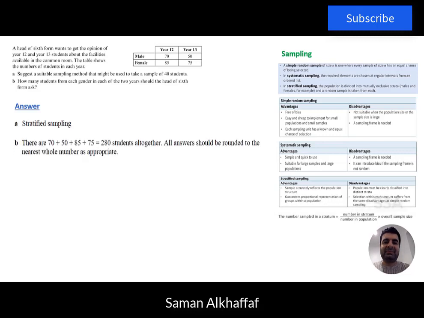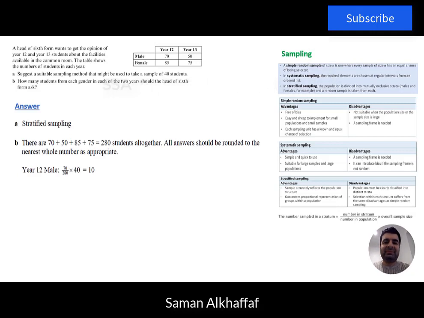Now, in terms of part B, how many students from each gender in each of the 2 years should the head of sixth form use? Now, we will need to add all the students from year 12 and 13, male and female, together. So that will give us a total, and all answers should be rounded to the nearest whole number as appropriate.